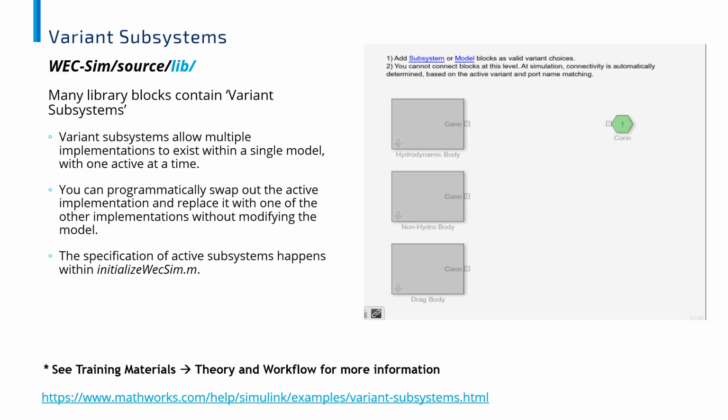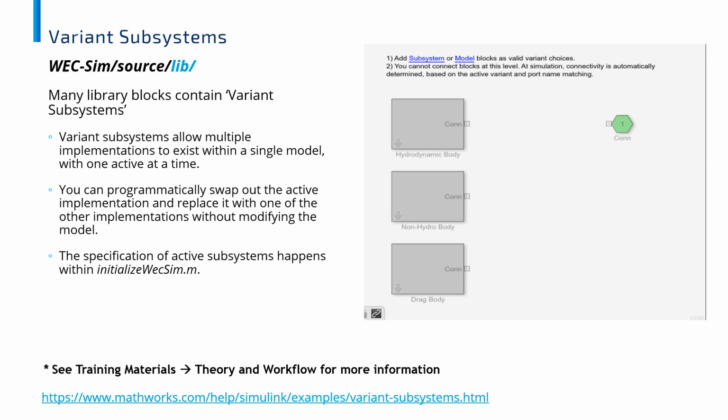The Simulink model of your WEC is going to be structured as a number of variant subsystems. This allows multiple execution pathways to be contained within a common top-level WEC-Sim library block. The proper execution pathway is going to be determined at runtime based upon user-specified parameters in your WEC-Sim input file. The actual programmatic specification of this happens towards the end of initializeWecSim.m. The image on the right is an example of a variant subsystem.